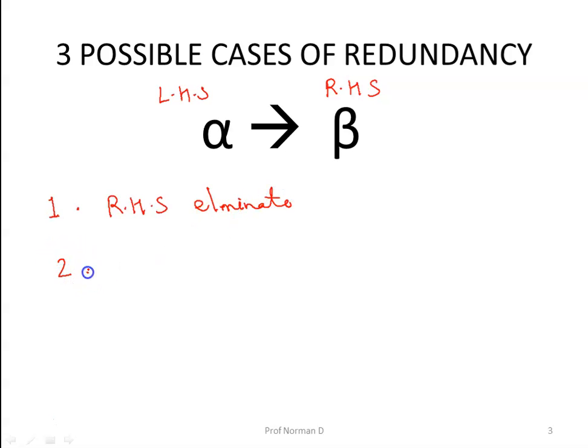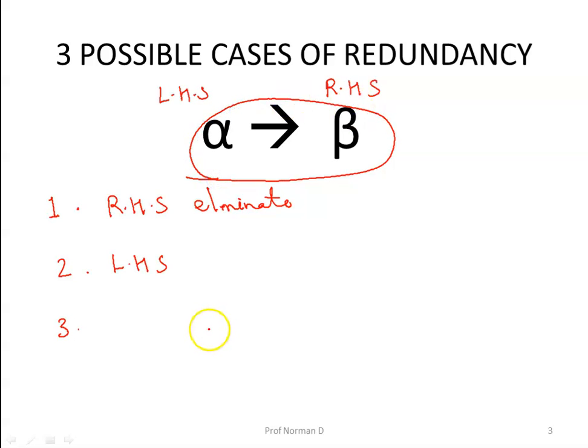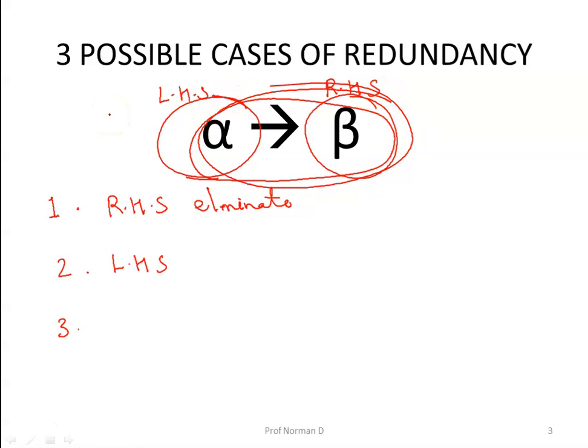The second case is that the redundant element can be on the left hand side. If it is on the left hand side, then you eliminate it. And the third case is that the entire FD can be redundant. So basically three cases of redundancy are possible: either the element is redundant on the right hand side, or on the left hand side, or the entire FD is redundant. We'll look at a problem and try to find out how to eliminate this redundant element.